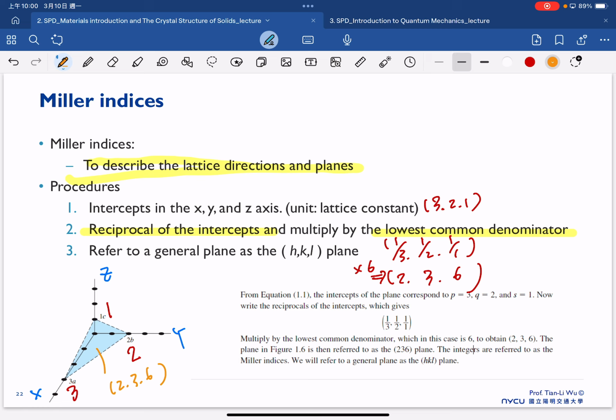Now you see it's very simple. Even elementary school math skill is enough to calculate the Miller index. Let me repeat again. The first step is to identify the intercepts. The second step is to take the reciprocal and then multiply by the lowest common denominator. This is the Miller index we are interested in. We refer to the plane as (hkl) for the particular plane we are interested in.